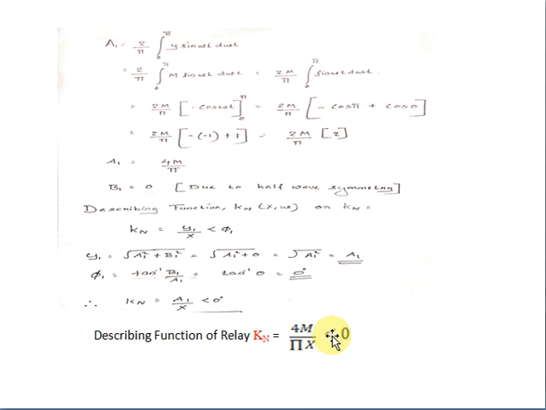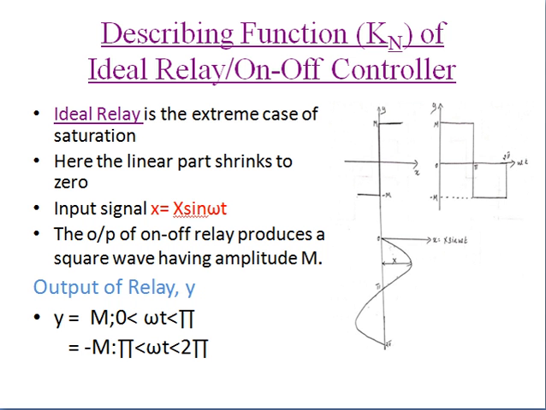The magnitude equals 4m by pi x, where m is the magnitude which the relay produces, and capital X is the maximum amplitude. The input is x equals X sin omega t, where capital X is the maximum amplitude of this sinusoidal signal.